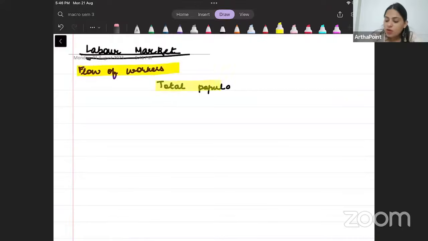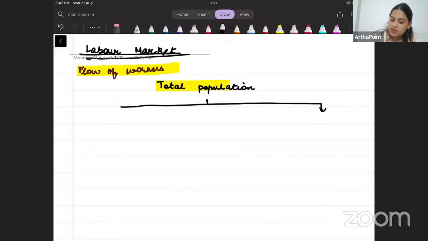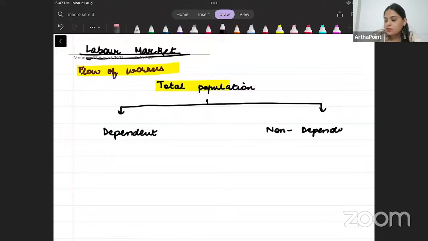So if I have my total population, this population can be divided in two parts. One is dependent and one is non-dependent. In dependent, I will include all people till the age of 18 or 16, depending on which country you are from. कुछ countries में 18 तक work करना allowed नहीं है, कुछ में 16 तक. And then anybody above the age of 16.